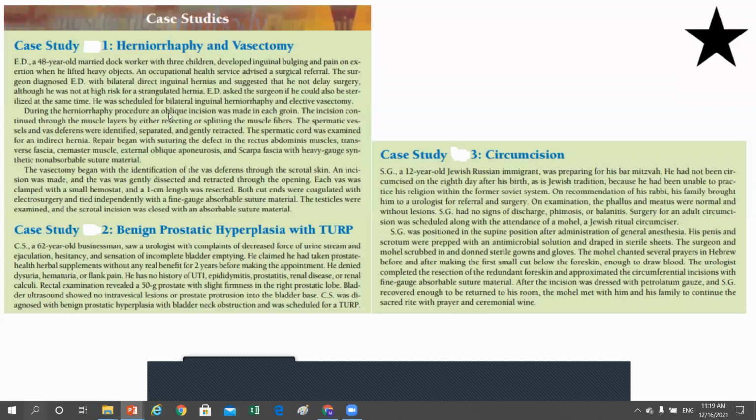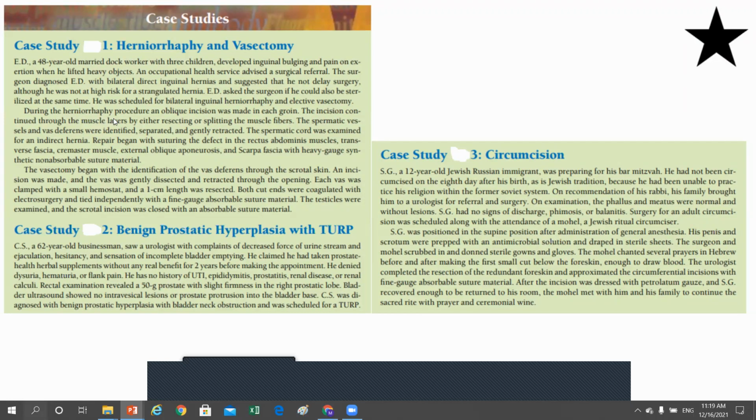Herniorrhaphy will be done to put it back into the abdominal cavity so that he becomes quite normal. He was scheduled for bilateral inguinal herniorrhaphy and elective vasectomy. Look at the words elective vasectomy. So elective is when we take consent from the patient, if he allows for the cutting or ligation of the vas deferens.